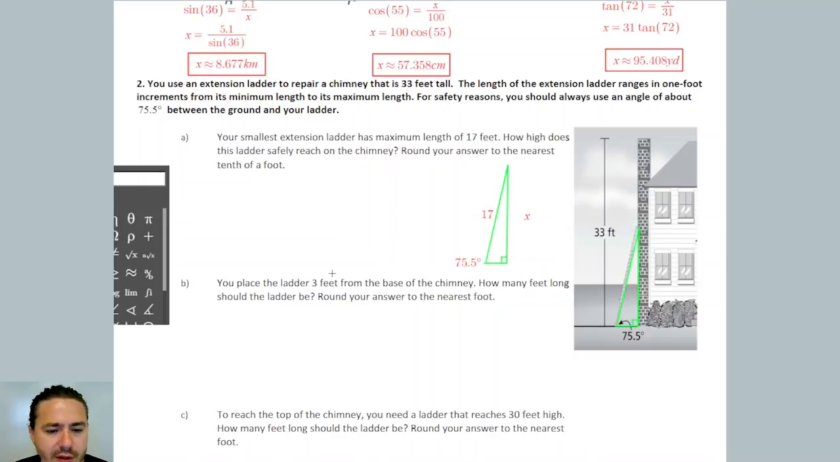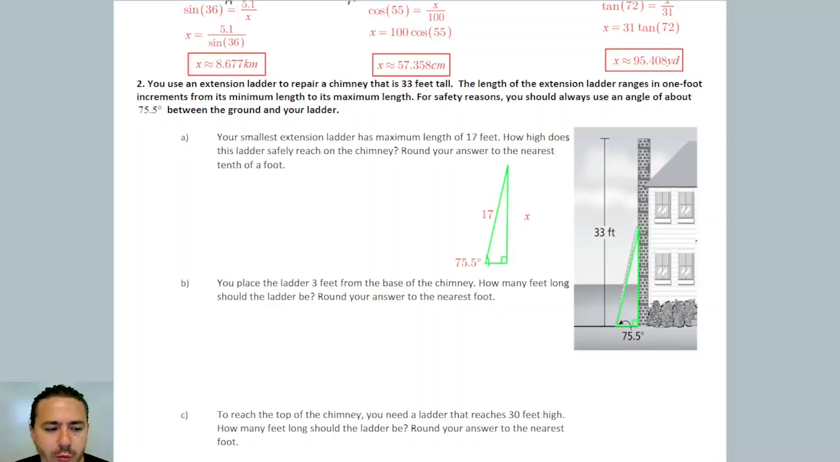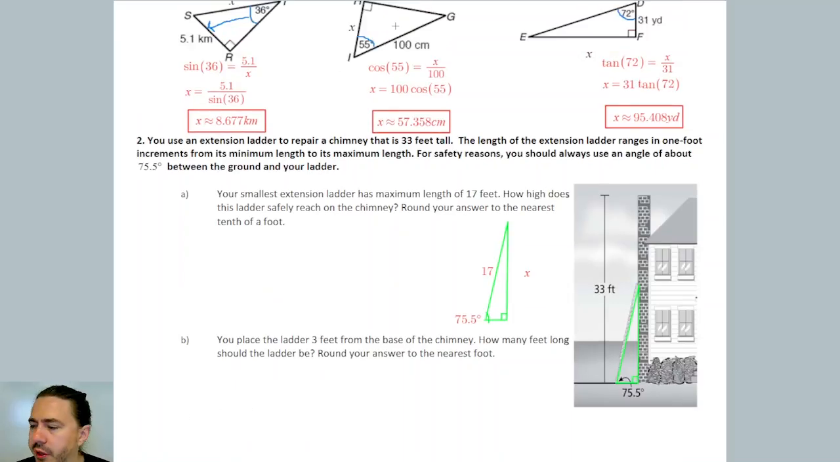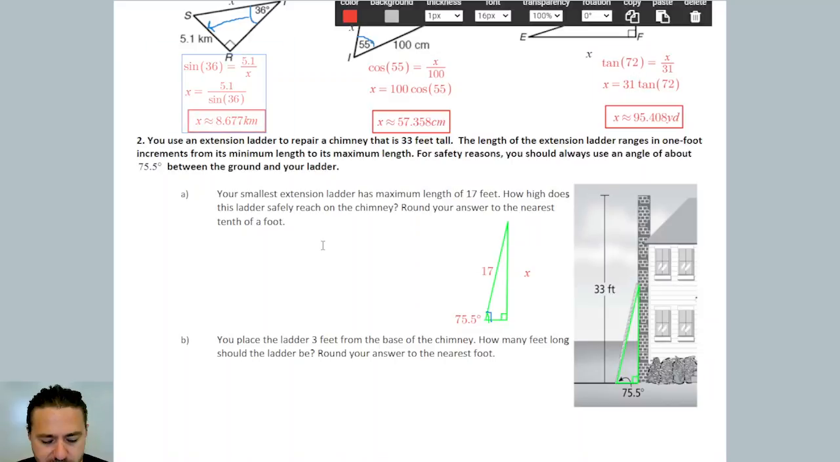I'll draw it like this, make it a little bit more obvious. Here's the 75.5. So just looking back on how we solve these ones up here, we're going to do the same thing. If this is our angle in question, this would be the opposite side over the hypotenuse. We're going to use sine. So in fact, I'm just going to copy this, put this down here.